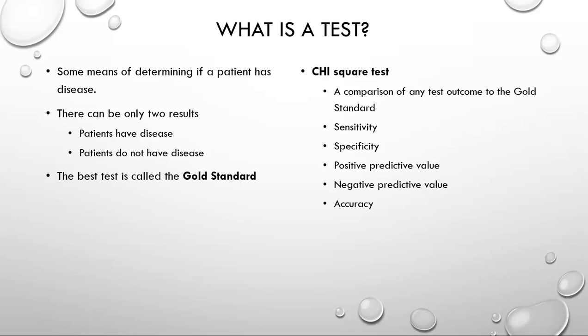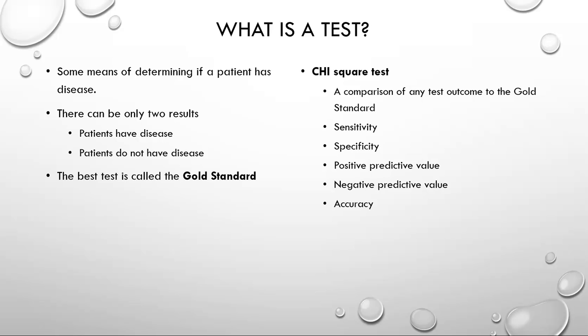A test is something that we do to determine if a patient has a disease. There's only two results. The patients have disease, the patients do not have disease. Whatever the best test is, it's called the gold standard. A chi-square test compares any other test to the gold standard and gives you a sensitivity and specificity, positive predictive value and negative predictive value, and an overall accuracy.